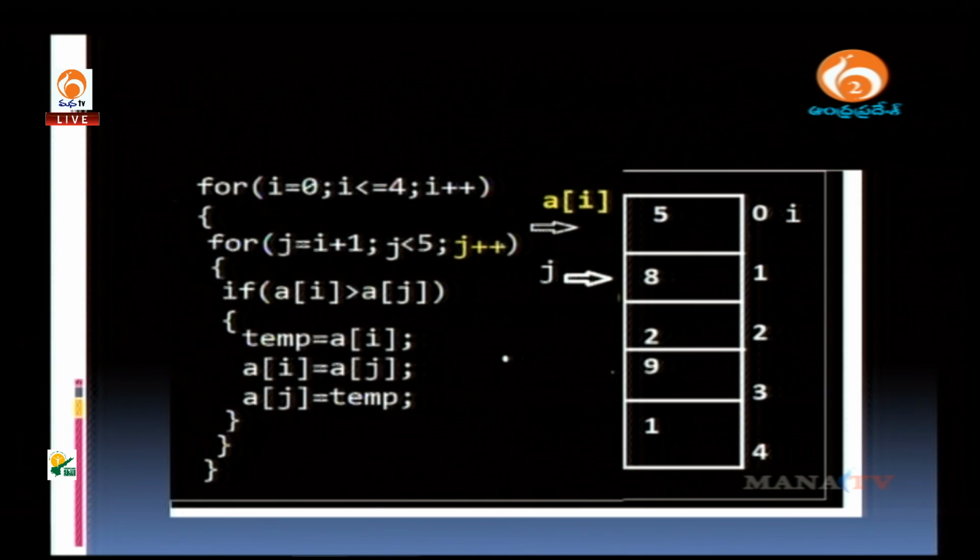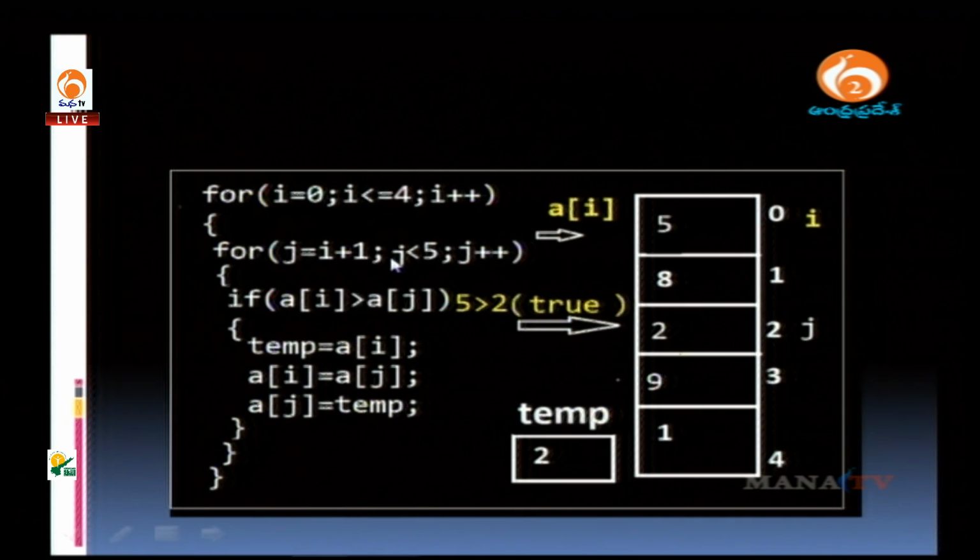Okay. Now, j is right now 1, so j plus plus means 2. Now the j value becomes 2. Now I am comparing 2 less than 5, which is true, the condition becomes true. So, now the control enters the body of the if condition.